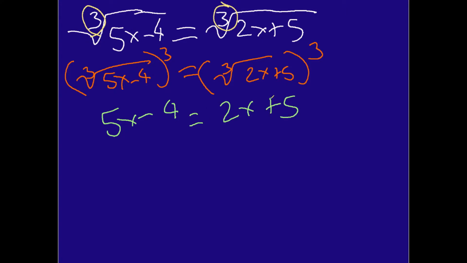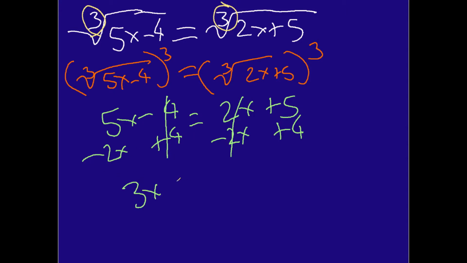Now to solve this, we just do basic algebra. Nothing fancy here. So minus 2x on this side, minus 2x on this side, plus 4 here, plus 4 here. And so these cancel out, 5x minus 2x is going to be 3x, and 5 plus 4 is going to be 9. Divide by 3, and you're left with x equals 3. That is our answer. Again, not that difficult. What's new for some of us is how to deal with the radical.